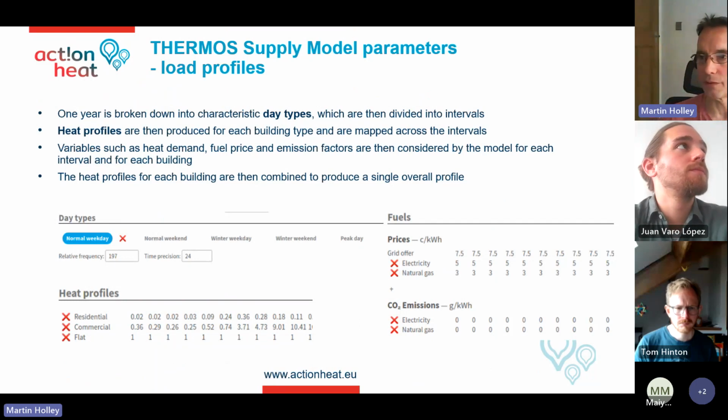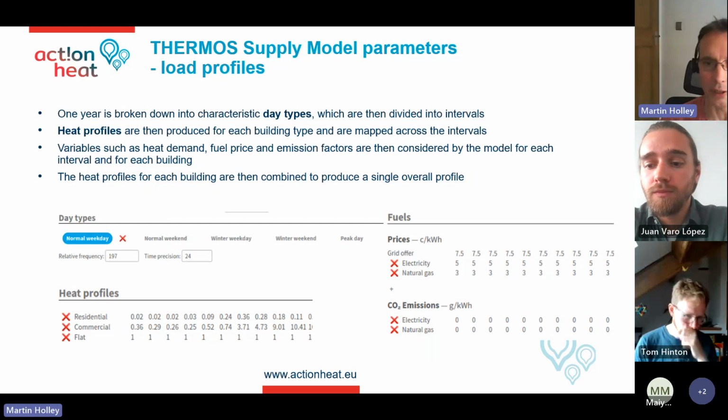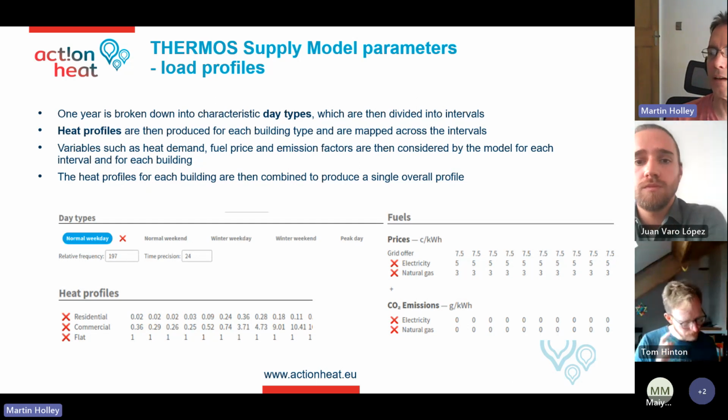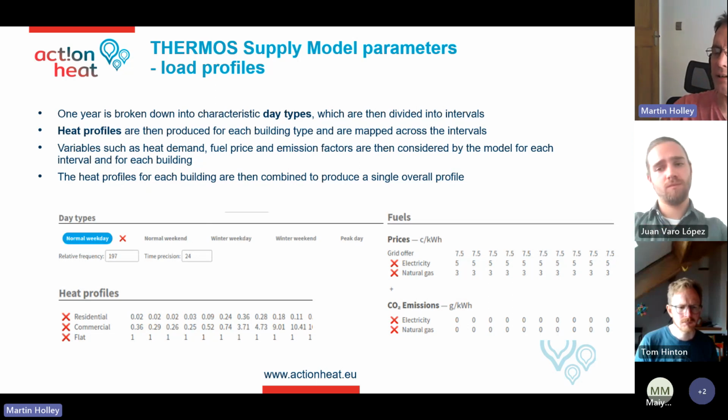Here we're showing some snapshots from the model itself, which Tom will be going through in a bit. One of the first things that the user needs to do is start defining certain parameters, and here we're talking about load profiles. The whole reason for this is the fact that energy prices can vary across time periods, across days, across weeks, across the year.